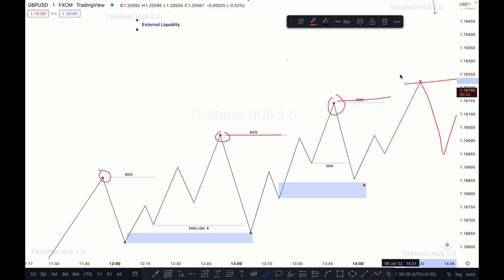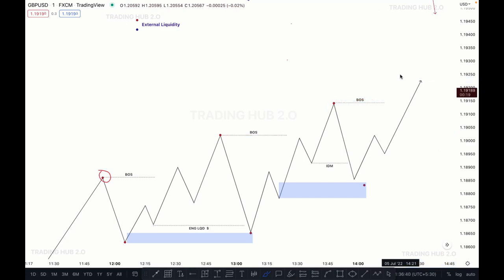I will discuss internal liquidity, how to identify it, and what types of internal liquidity there are. Most of the time internal liquidity is of two types. First is inducement, second is engineering liquidity. Between the major swing highs or lows we can see minor structure, minor liquidity, and how we can identify it is a very simple and powerful way to use it. Let me show you exactly how it works.